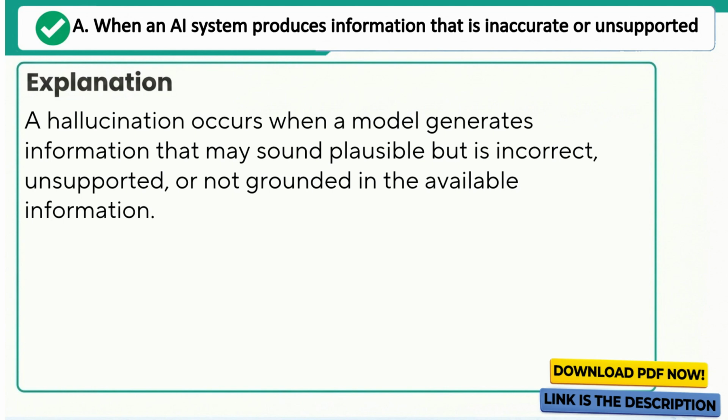Correct answer: A. When an AI system produces information that is inaccurate or unsupported. Explanation. A hallucination occurs when a model generates information that may sound plausible but is incorrect, unsupported, or not grounded in the available information.